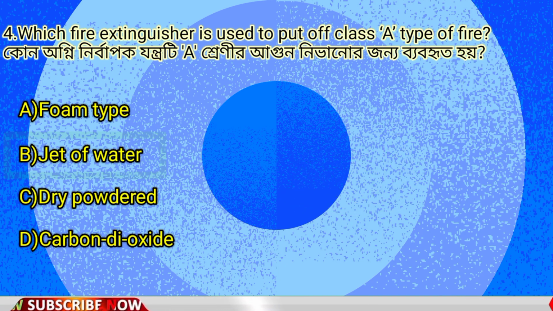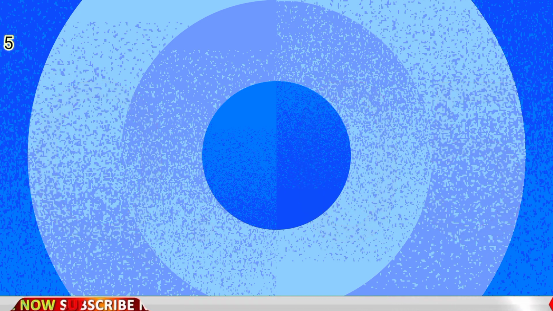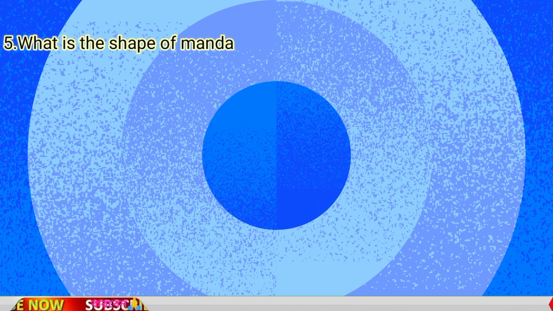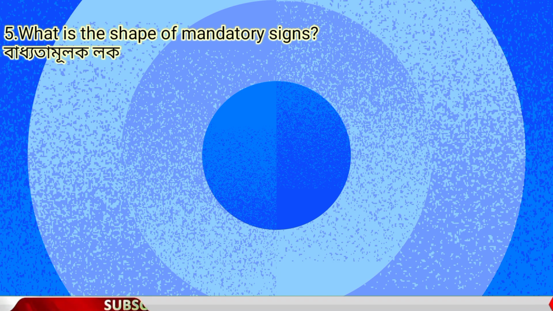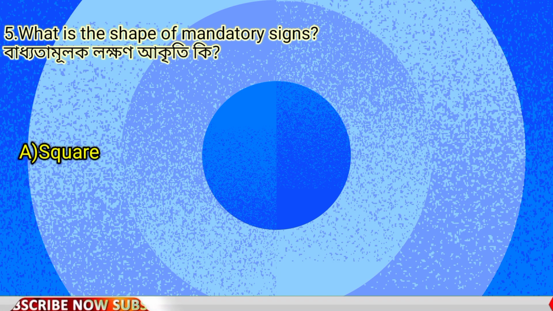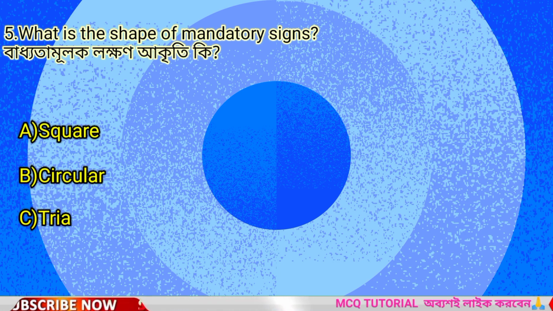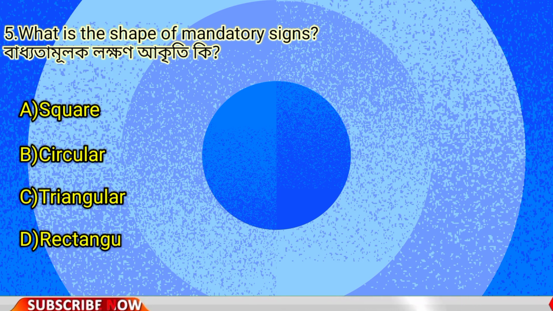The answer will be option B, jet of water. What is the shape of mandatory sign? Option A, square. Option B, circular. Option C, triangular. Option D, rectangular.